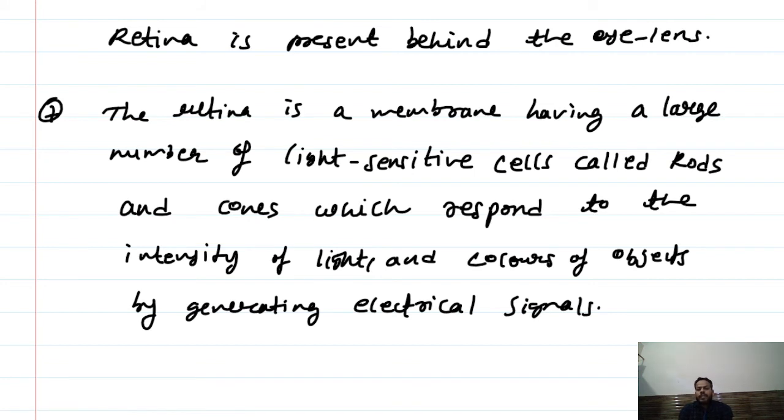So that is present behind the eye lens and they are responsible to respond to the intensity of light and colors of objects. So different objects may have different colors. So how are we able to identify different colored objects? That is only possible with the help of the light sensitive cells present in the retina, that is rods and cones. And the colors we are able to identify for different objects by generating electrical signals.